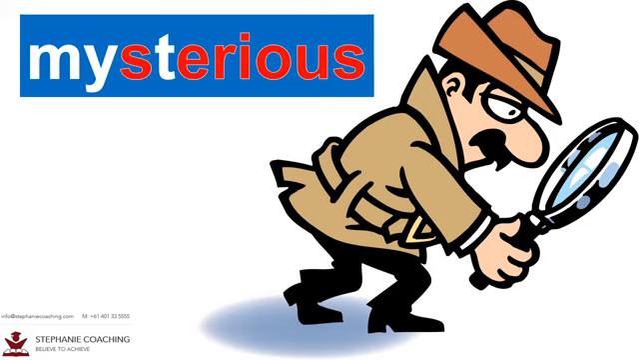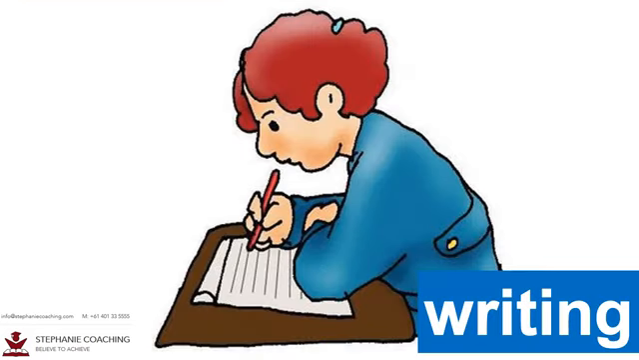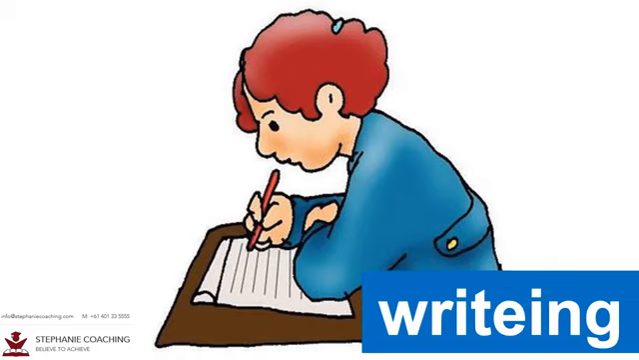Word number 12 is writing. We use a pen or pencil to write on paper. Don't spell writing as W-R-I-T-E-I-N-G. Remember to drop the E and replace with I-N-G.